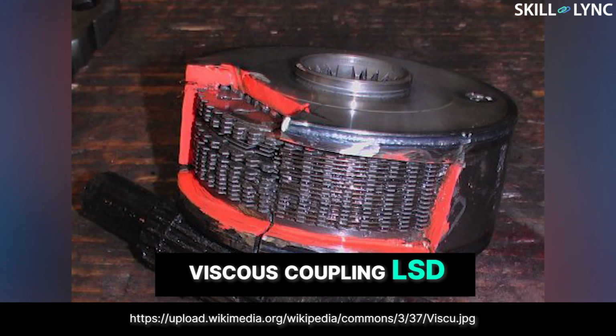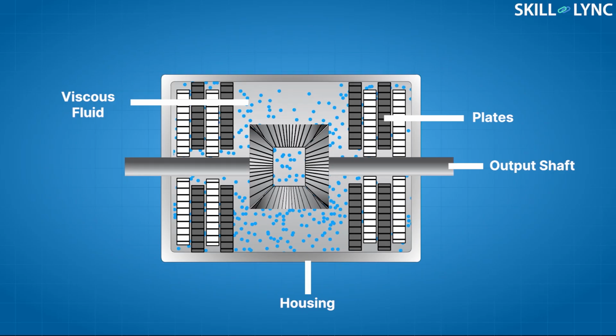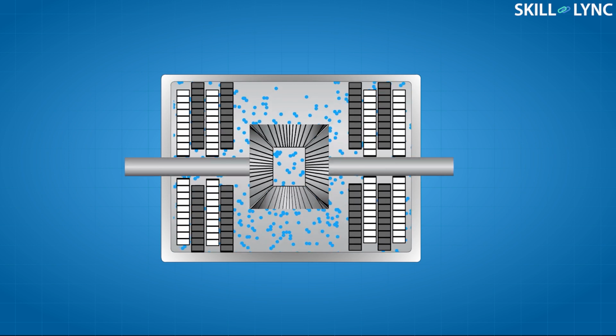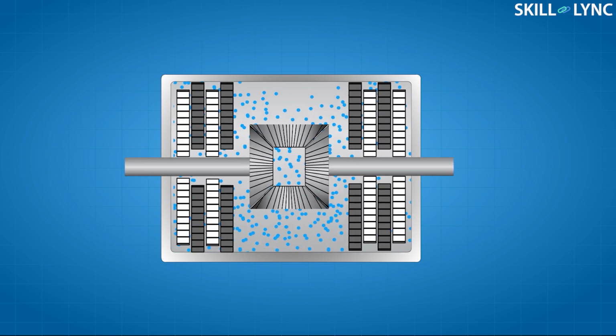In case of a four-wheel drive, when a set of drive wheels slips, the torque should be transmitted to the other. This can be done by using viscous coupling LSD. It consists of two sets of plates placed inside a sealed housing, which is filled with a highly viscous fluid like silicone-based oils. Each output shaft is connected with a set of plates. When the wheels rotate at the same speed, the plates along with the fluid also rotate at the same speed.